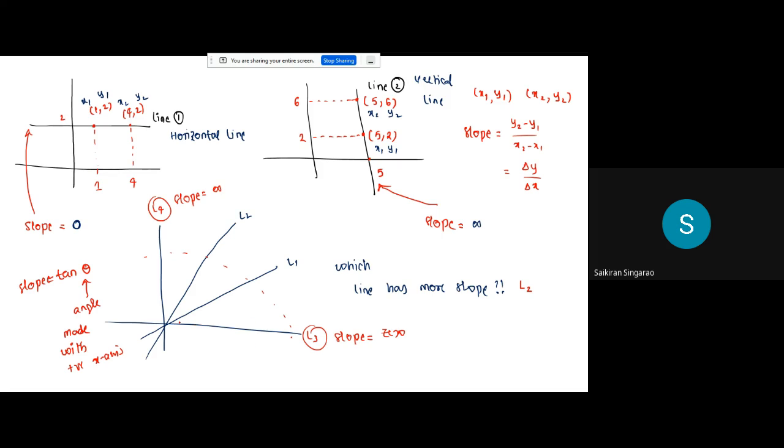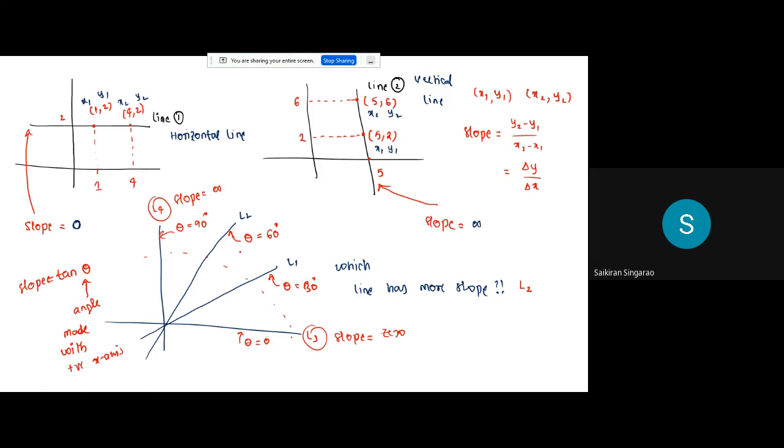If you see, the angle made with the positive x-axis: here theta is 0, here theta is 30 degrees, here theta is 60 degrees, here theta is 90 degrees. So what is tan 0? Tan 0 is 0. What is tan 90? Tan 90 is infinity. What is tan 30? Tan 30 is 1 by root 3. What is tan 60? Tan 60 is root 3.